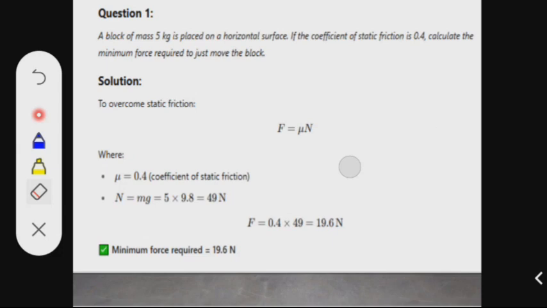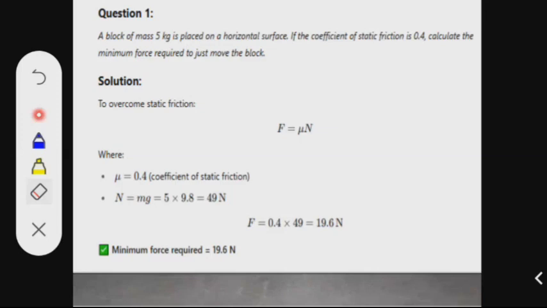So as I was saying, if you're writing, write this down: the normal for every object on a horizontal plane is equal to the weight. That is, N is always equal to W when the object is standing on a horizontal surface. I'm repeating this because it's important.